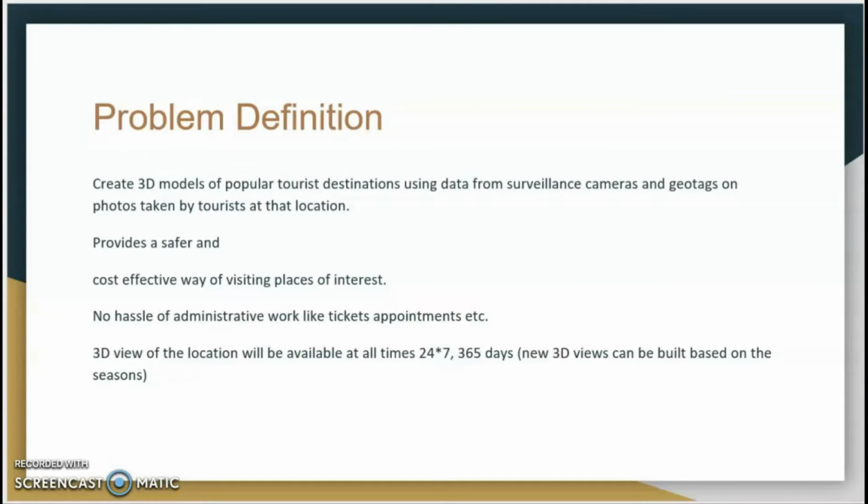The idea is to get a 3D model of tourist locations. For this, we use data from cameras and geotags and even photos taken by tourists at those particular spots. This is a cost effective way of visiting places. And once a 3D view is made, it is available to everyone on the internet, and it can be kept updated as there are more images and more data of that particular place.